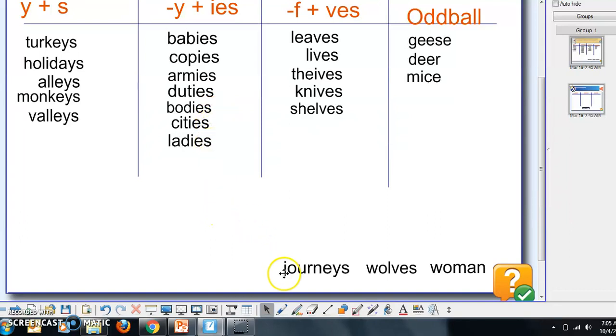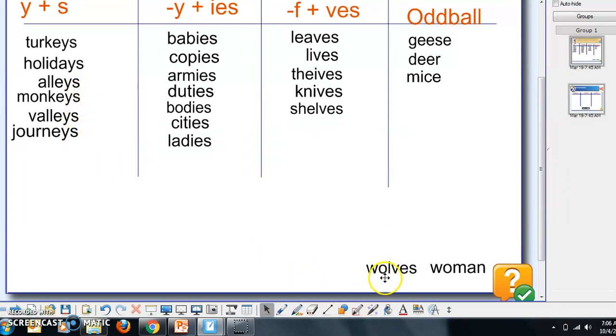Let's keep sorting. Our next word is journeys. What would I need to do to make journey plural? Take a look at the ending. I would have to add an S to the ending of the word. Does it look right? I agree. Let's say the words that are in this column. Turkeys, holidays, alleys, monkeys, valleys, journeys. We only have two more words.